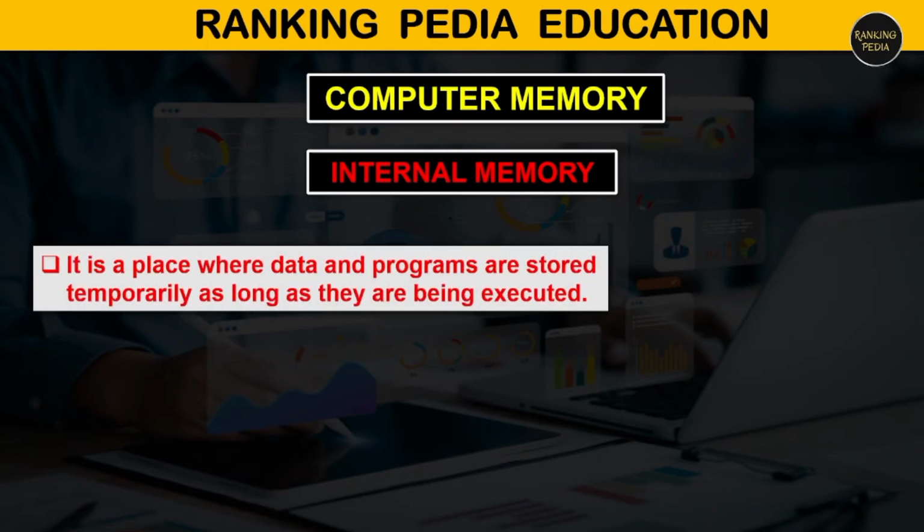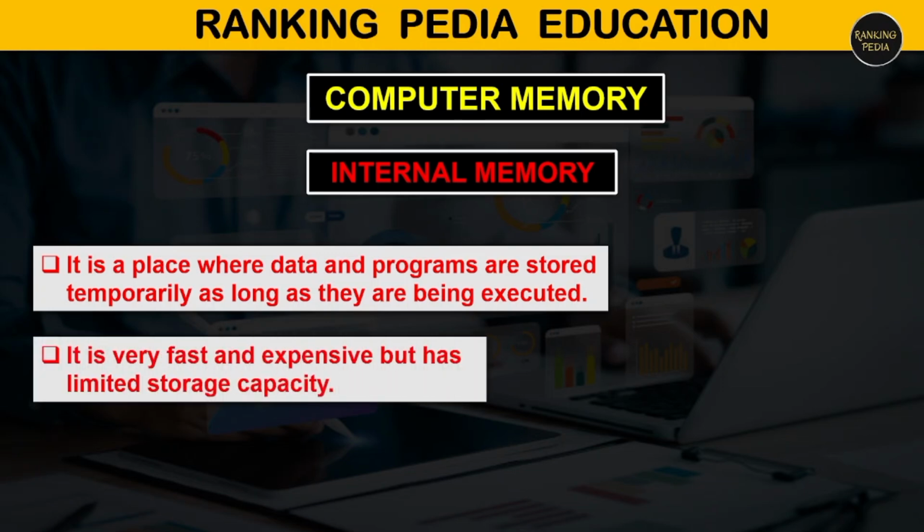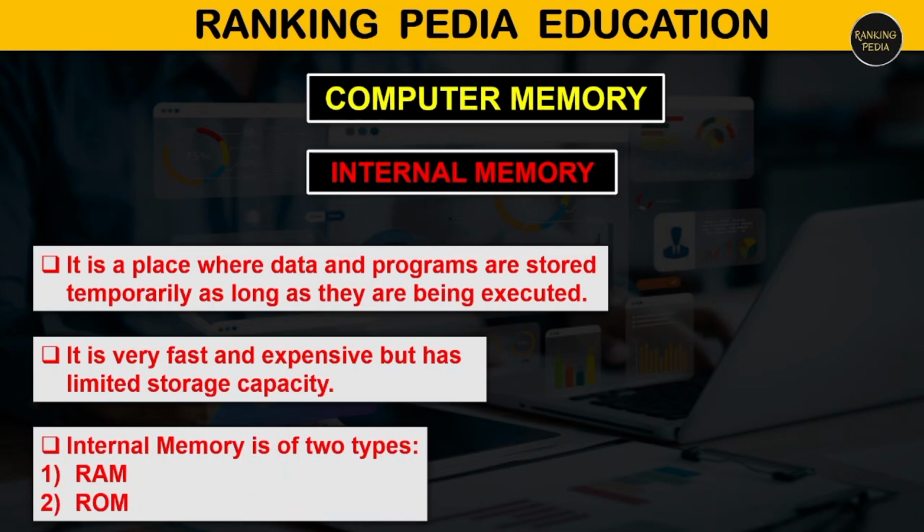It is a place where data and programs are stored temporarily as long as they are being executed. Internal memory is very fast and expensive, but it has a limited storage capacity. This is the main property of internal memory. Internal memory is also divided into two types, that is RAM and ROM. Internal memory is also known as primary memory.